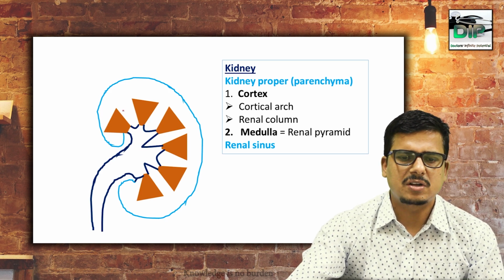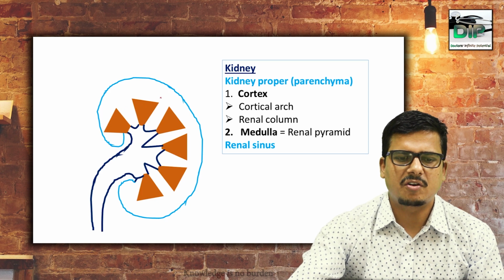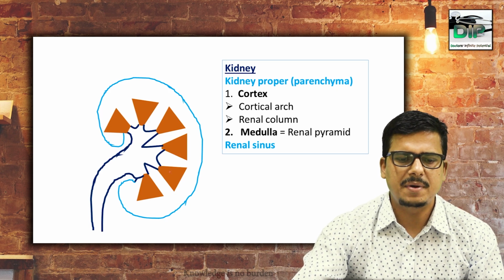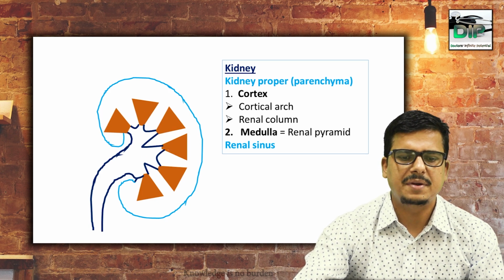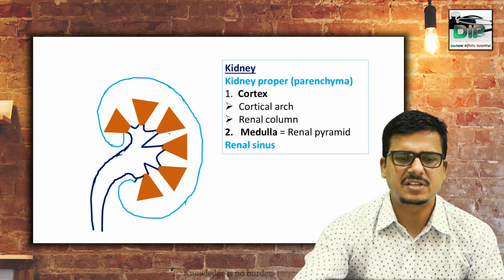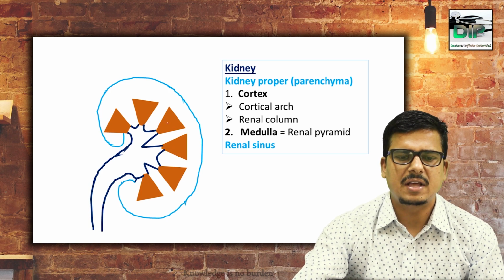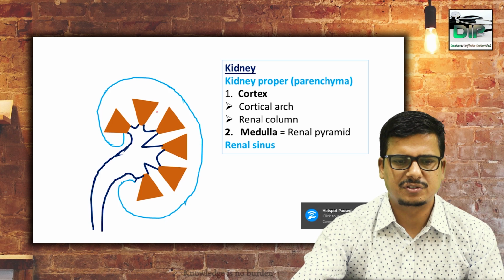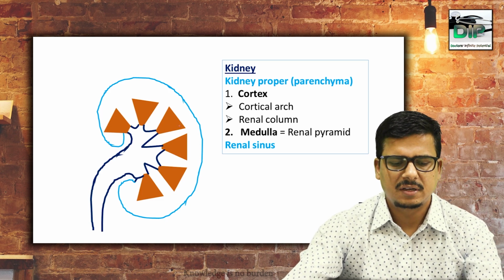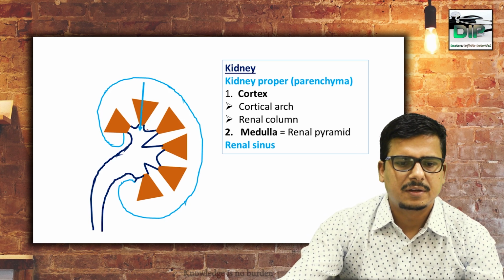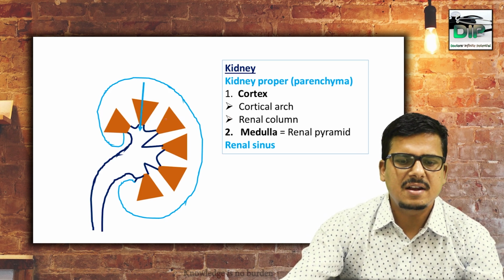The kidney proper is divided into an outer region called the cortex, which is toward the renal capsule, and an inner region, the renal medulla. This renal medulla is constituted by pyramidal shaped structures called the renal pyramids, and the inside of these pyramids is occupied by the nephrons, the renal tubules. The cortex region consists of the cortical arch and the renal column.